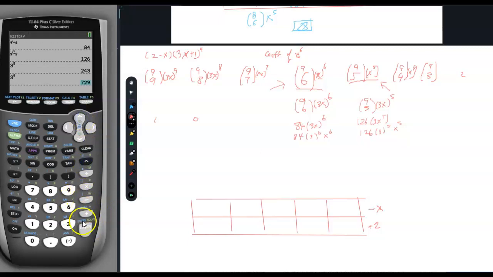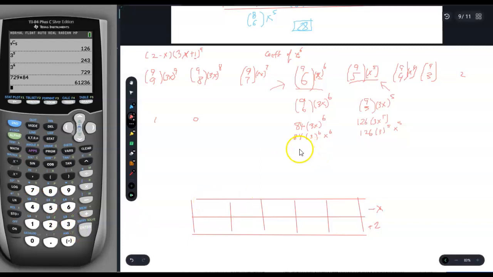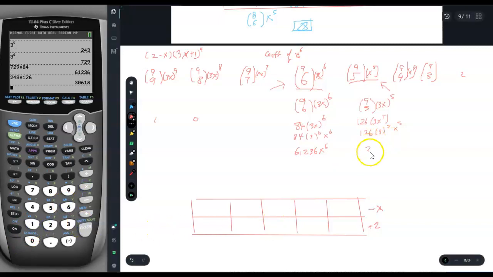So let's do 729 times 84. That would be 61236, x to the 6th. And then this one here would be 3 to the 5th, which is 243. 243 times 126, which is 30618, x to the 5th.